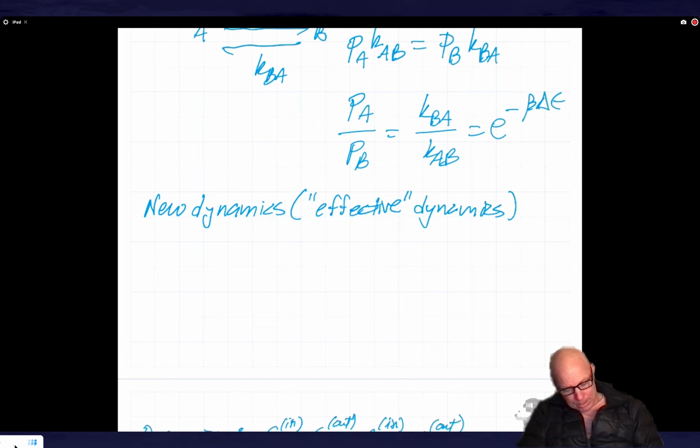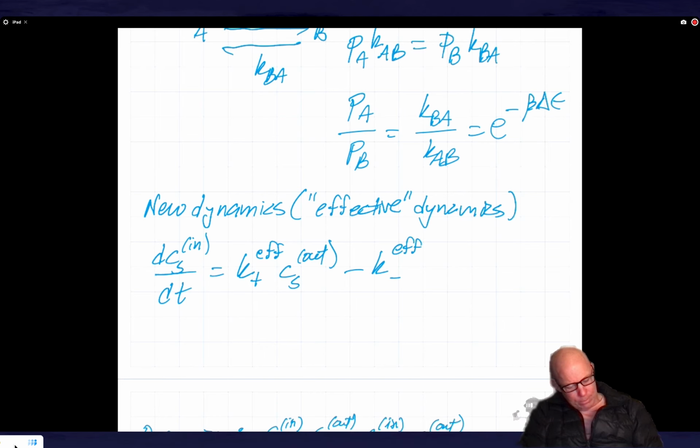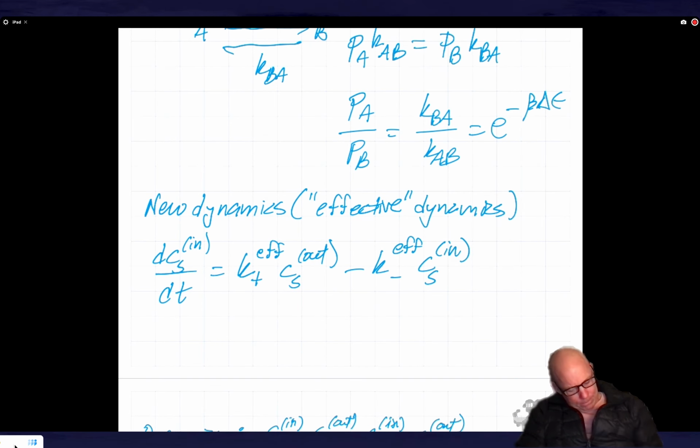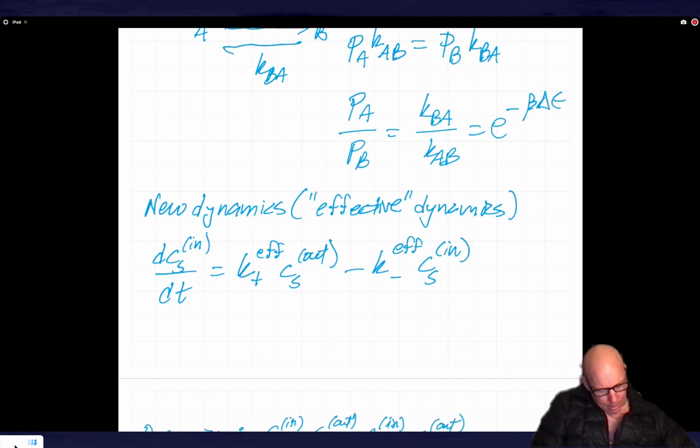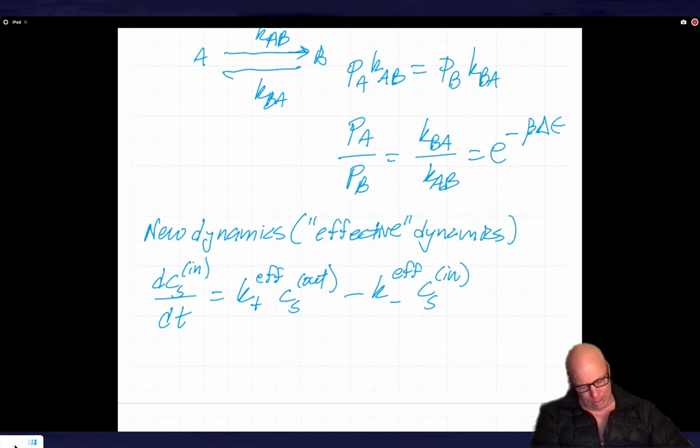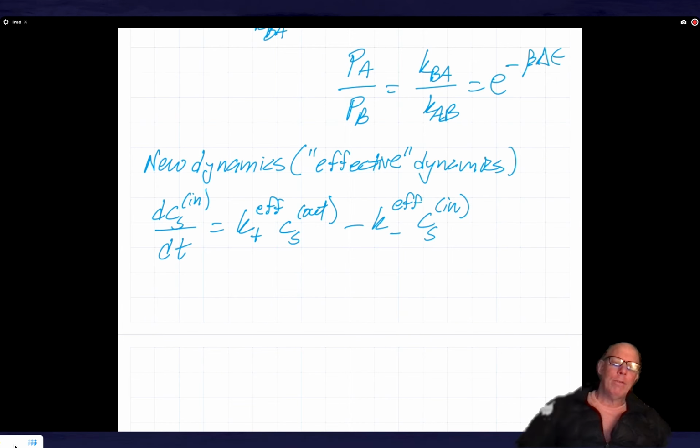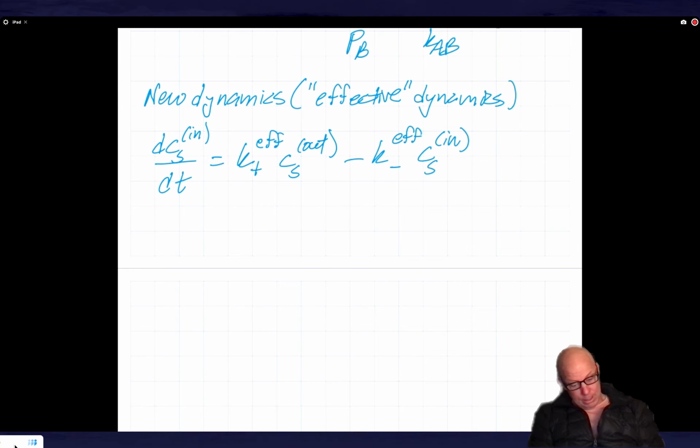So let me write it. Now what I'm going to say is d[sugar]/dt is equal to k plus effective times c_s out minus k minus effective c_s in. So note what's happened is that the sugars are the only actors left in the drama. The ions have effectively disappeared. We no longer acknowledge them. So let's see what happens now.